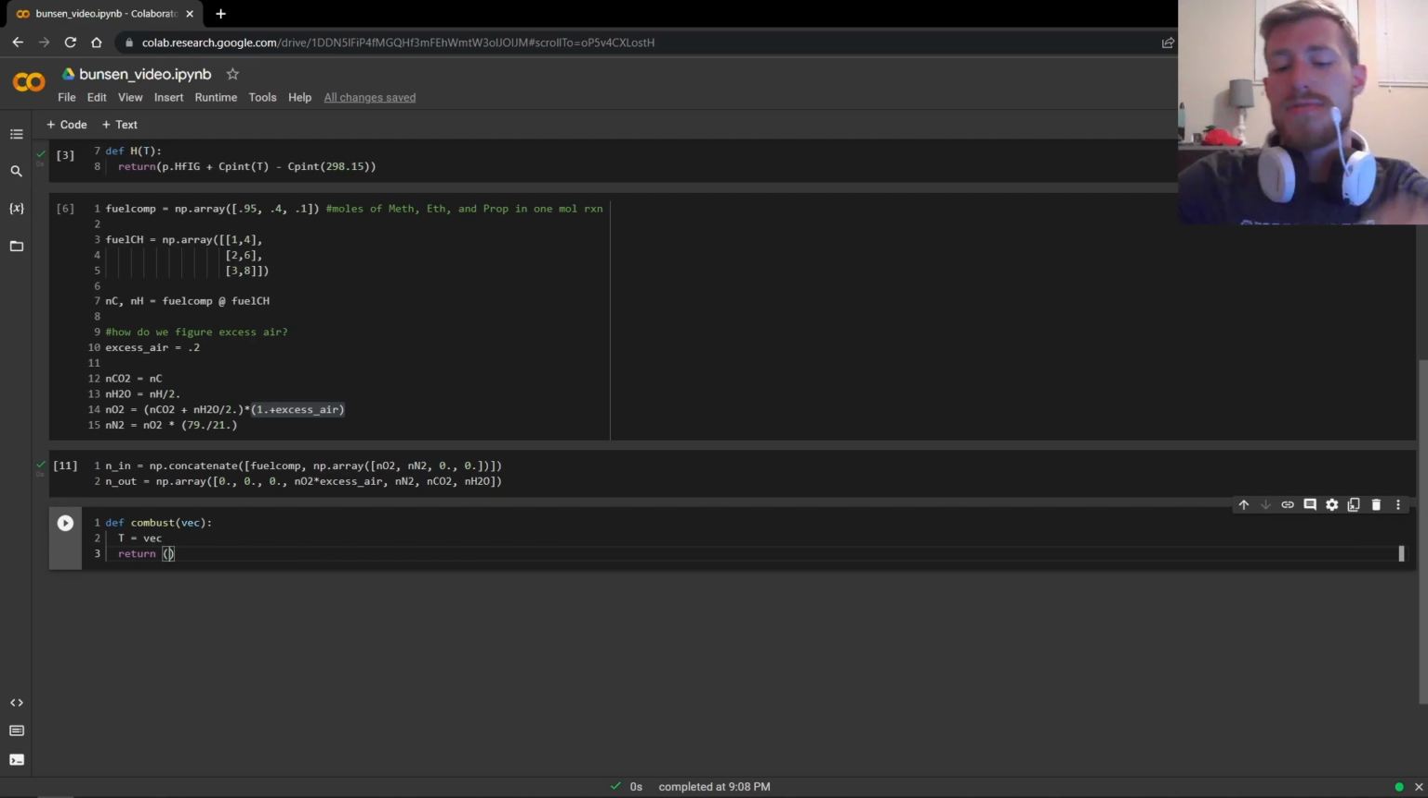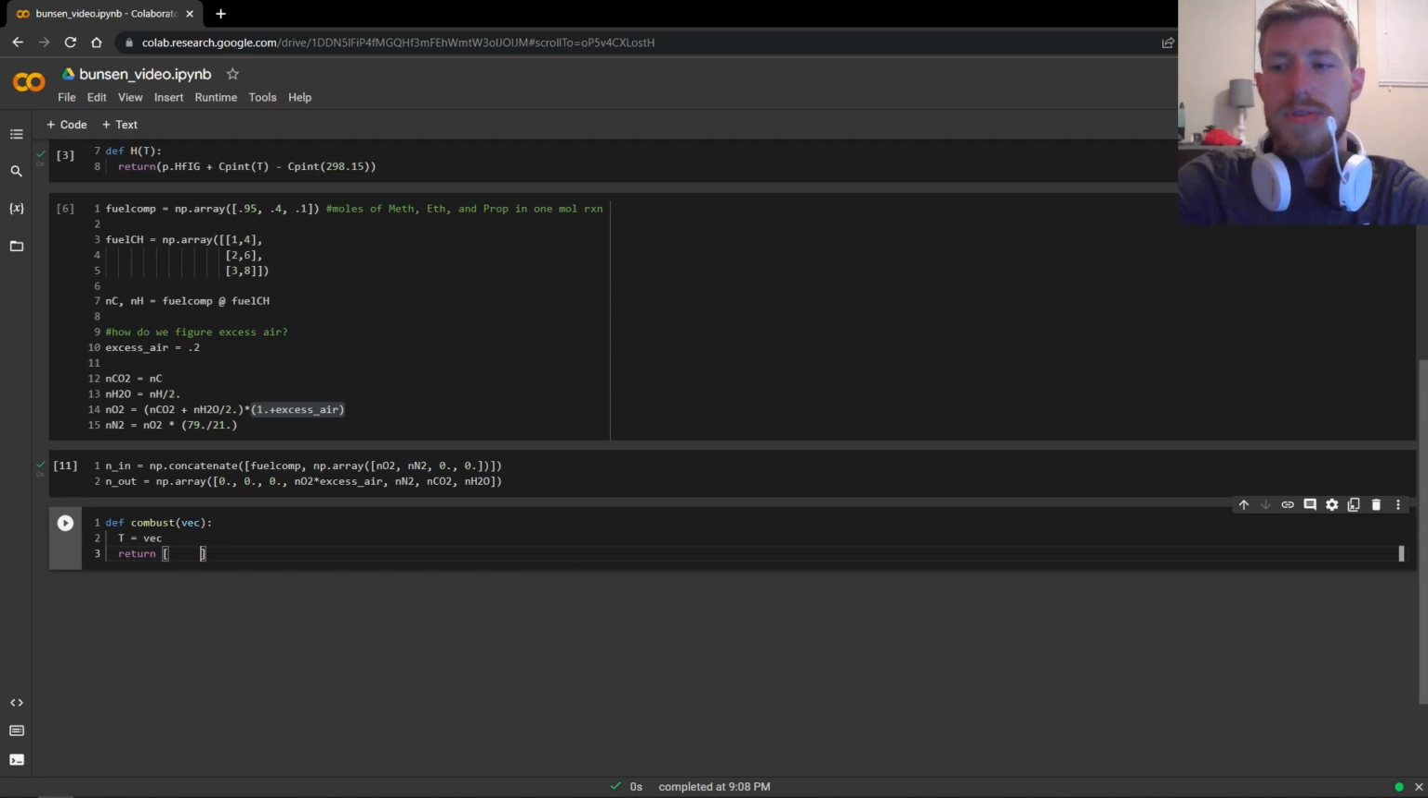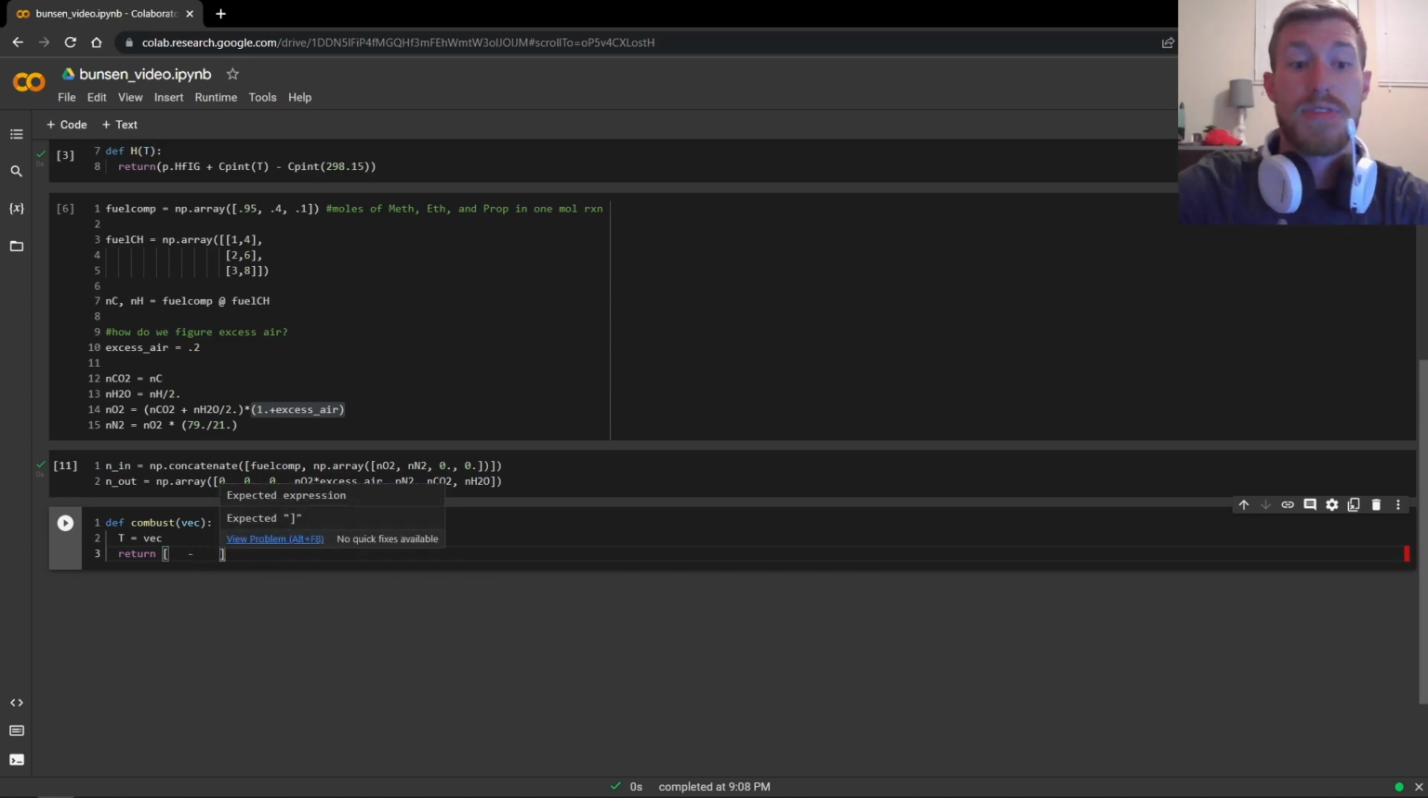Well, remember, I just caught myself. We have to return a vector because, again, we're pulling in a vector. We have to output a vector as well, and it's going to be a single item vector. And that vector is just going to be the difference between those two enthalpies. So I'll put a big space here and a minus sign to make sure we remember that we want the difference of them.